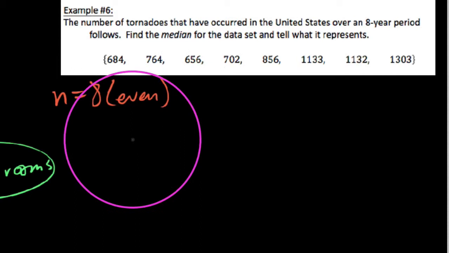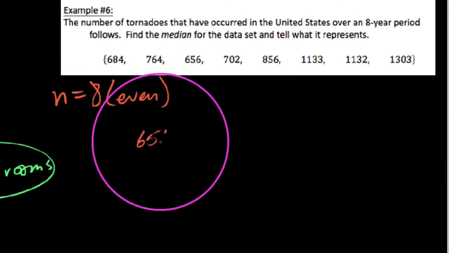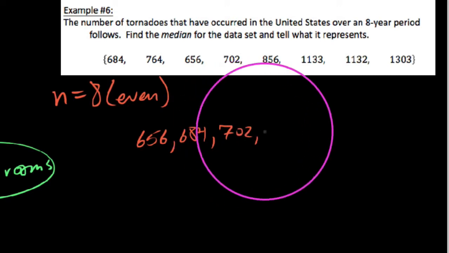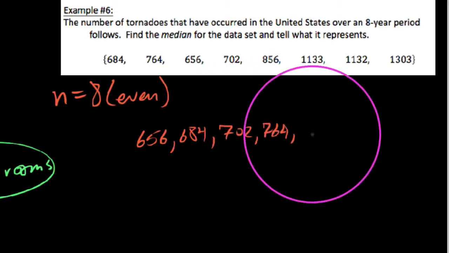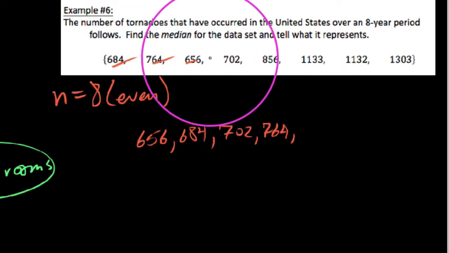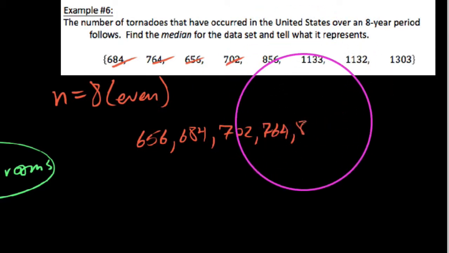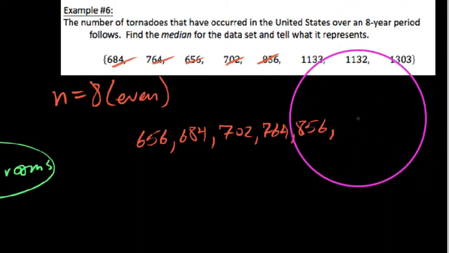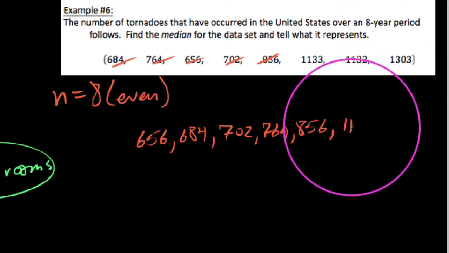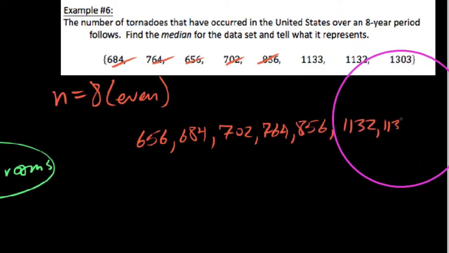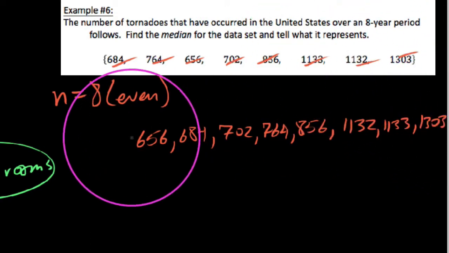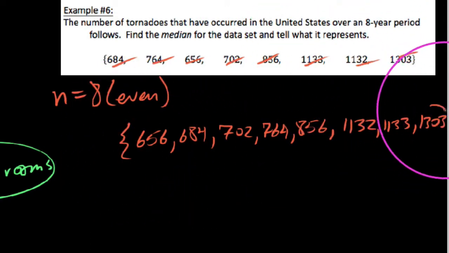Okay, you probably already know how this goes down here. We'll go ahead and put this in order. Seems to me we have 656, 684, 702, 764. And we also have, let's see, these are gone. We have 856, 856, next up is, let's see, 1132, 1132, 1133, and 1303. So here are 8 data in order from smallest to largest.